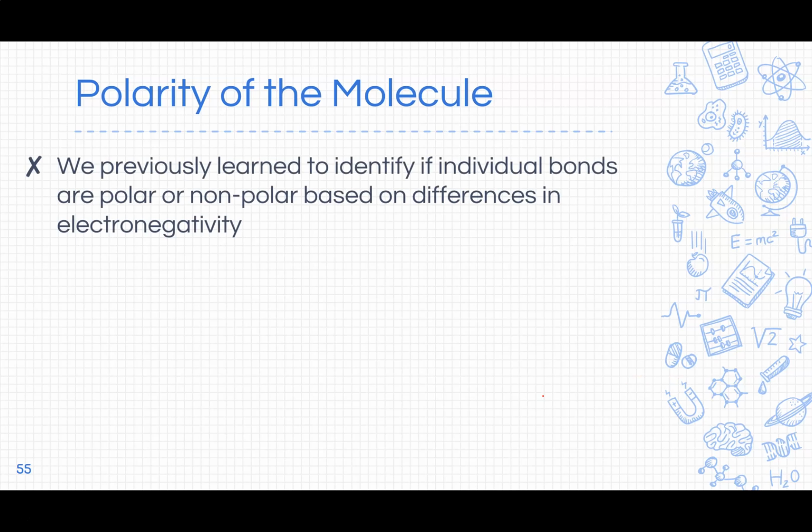So we previously learned to identify if individual bonds are polar or nonpolar based on differences in electronegativity. We learned that the higher the difference in electronegativity, the more polar the bond, because the less evenly everything is being shared. Okay, but that is bond polarity.